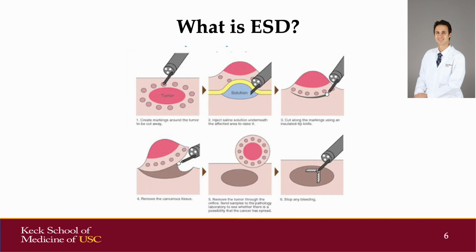ESD differs from EMR in that the endoscopist determines the resection margins, whereas in EMR, those margins are generally determined by the size of the snare. Markings are often made to delineate the boundaries of the lesion. Again, submucosal fluid is injected underneath the lesion, and dissection is performed in order to remove the lesion in one piece.